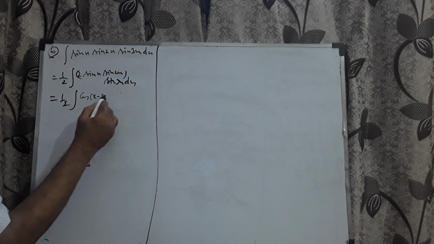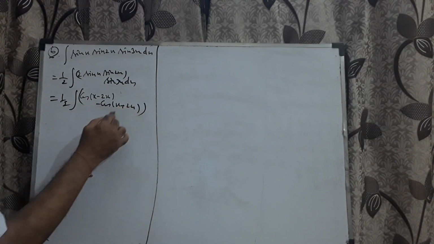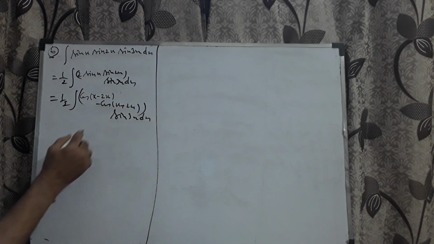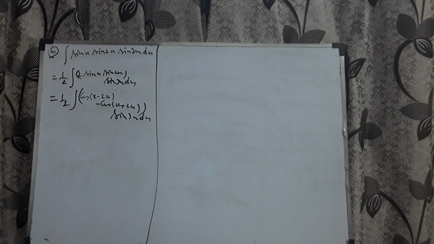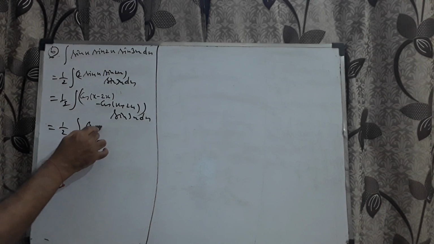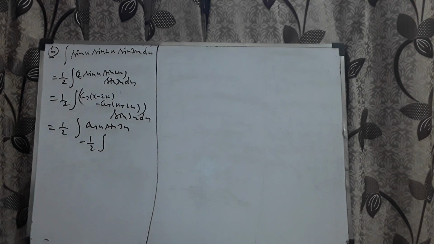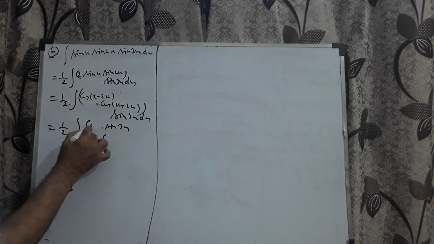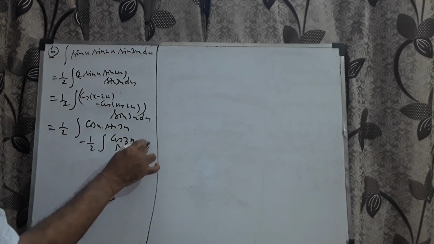Therefore I end up with cos x minus 2x minus cos x plus 2x into sin 3x as it is. We can write the formula cos a minus b minus cos a plus b is equal to 2 sin a sin b if you want. Now this is nothing but integral cos x sin 3x minus integral half into half is already there, integral cos 3x sin 3x dx. This is cos x anyway, sorry.